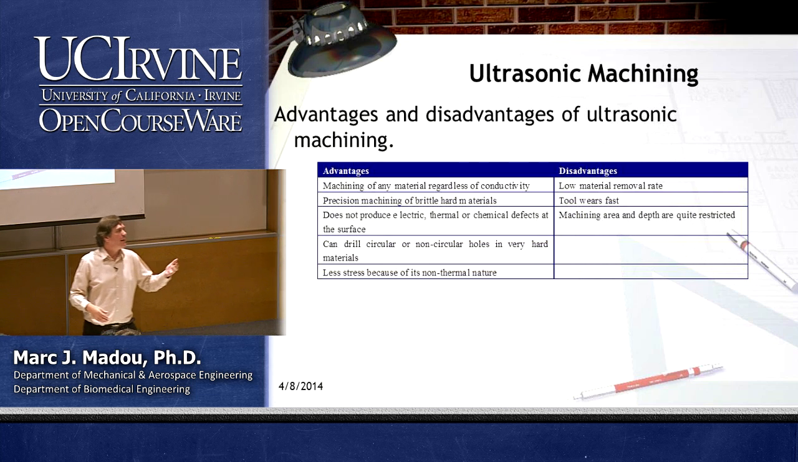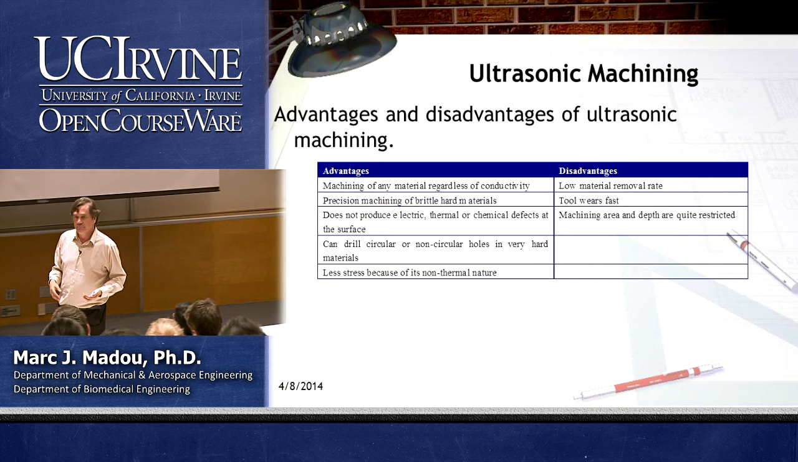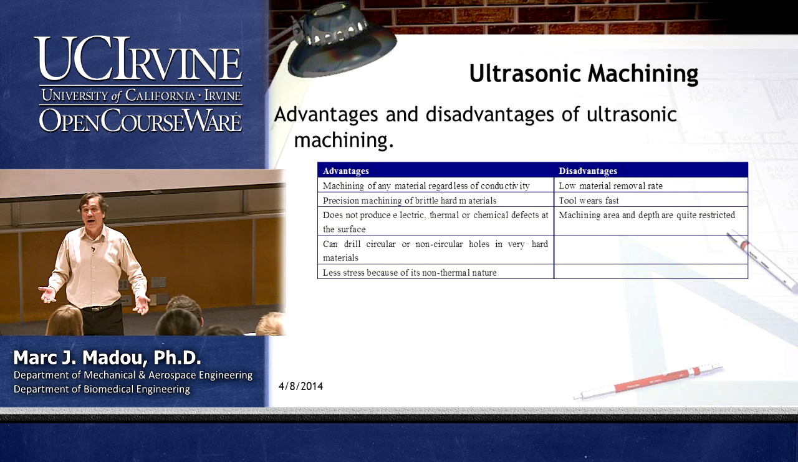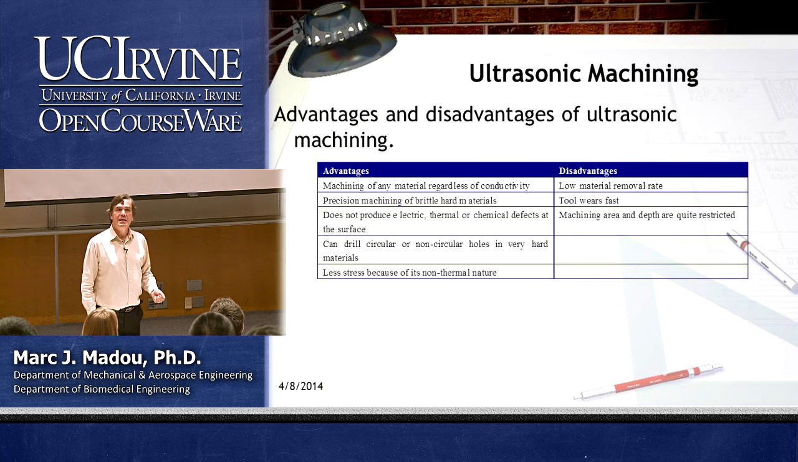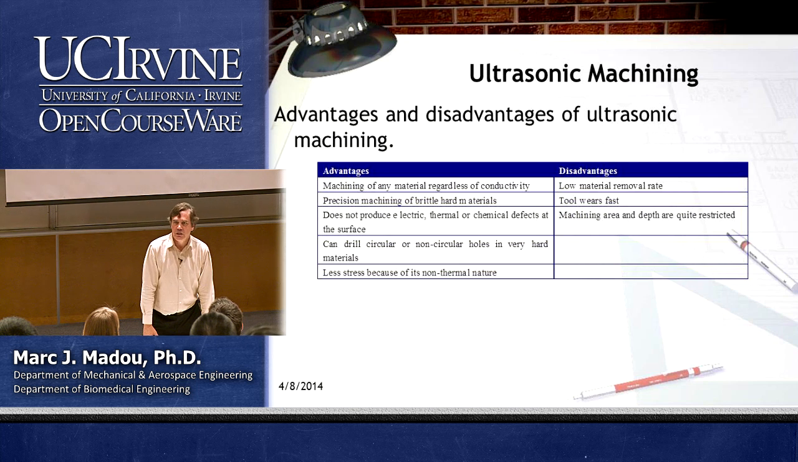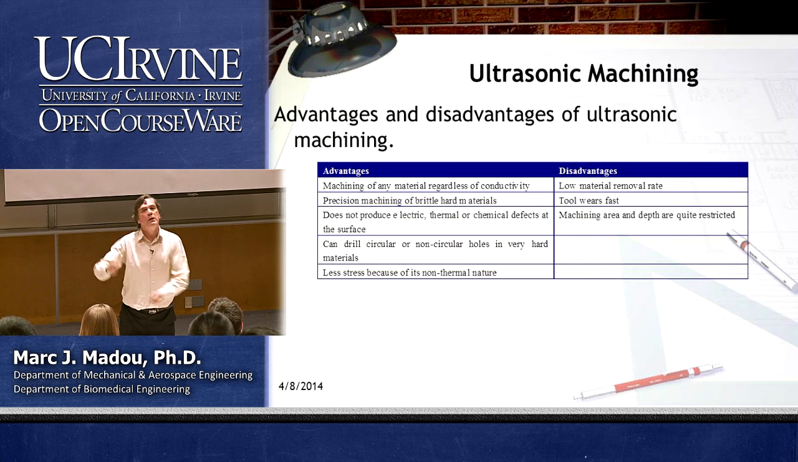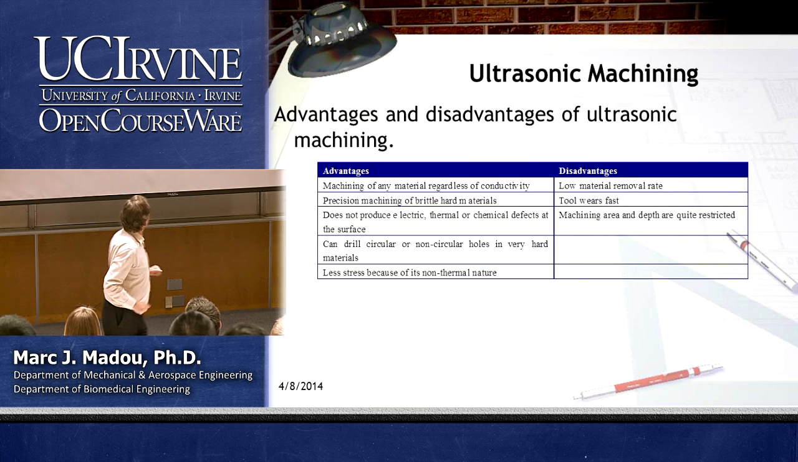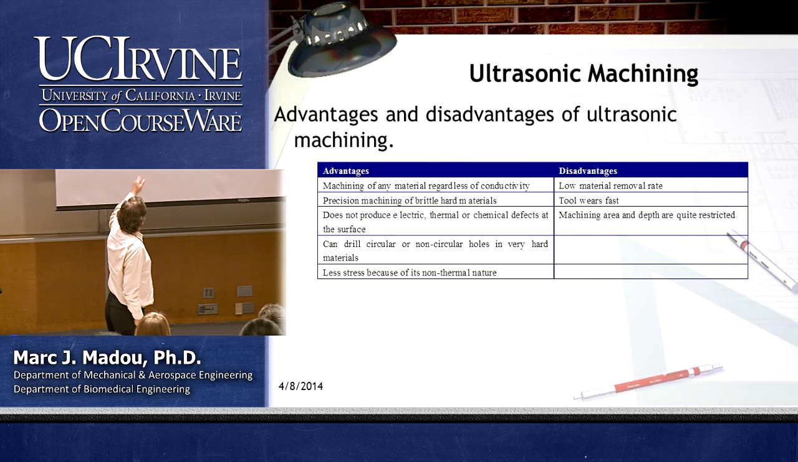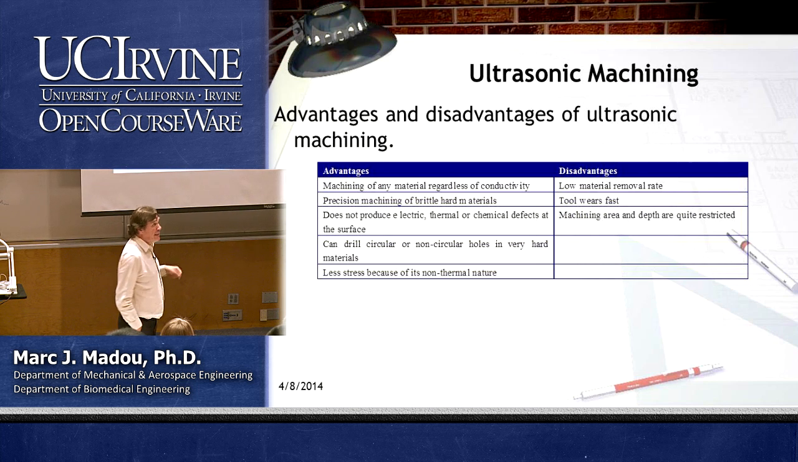Because it can be ceramic, it can be a superconductor, it doesn't matter, right? Other techniques like EDM, electro discharge machining, and electrochemical machining will only work with metals. This one will work independent of conductivity. Another advantage: precision machining of brittle hard materials.